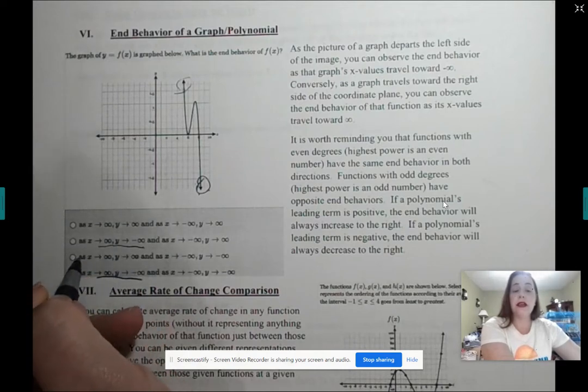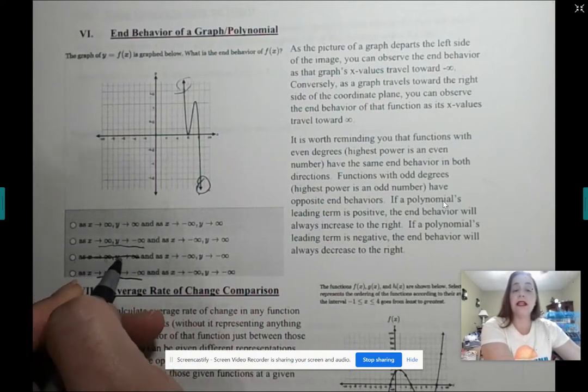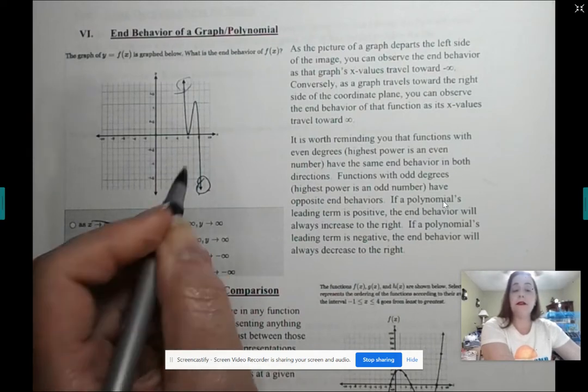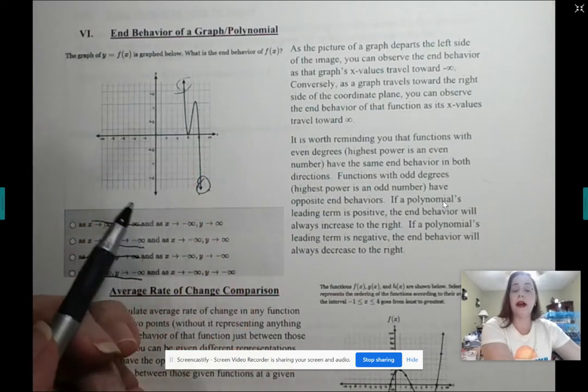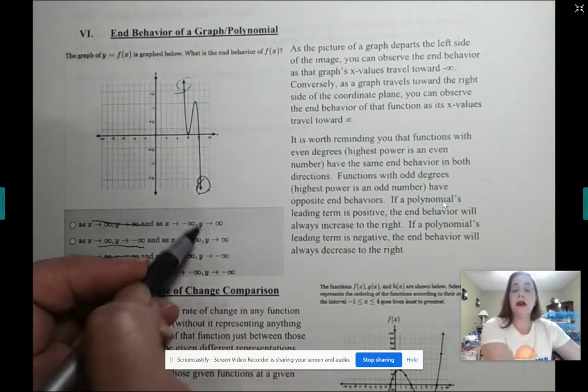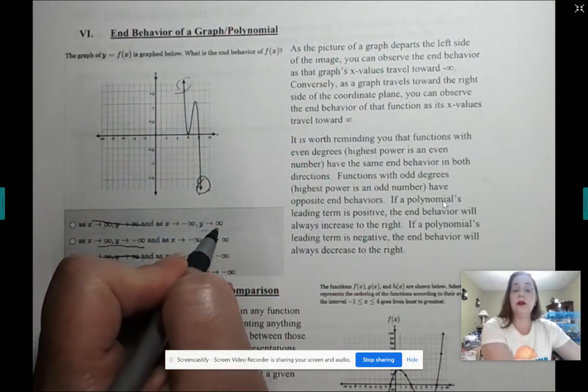Okay, I don't like that. That would say as it's going to the right, it's going up. That's not what's happening here. Now, as x approaches negative infinity, which is this part of the graph, it's going towards the left. What's happening to those y values? Well, they're going up, so they're going towards infinity.